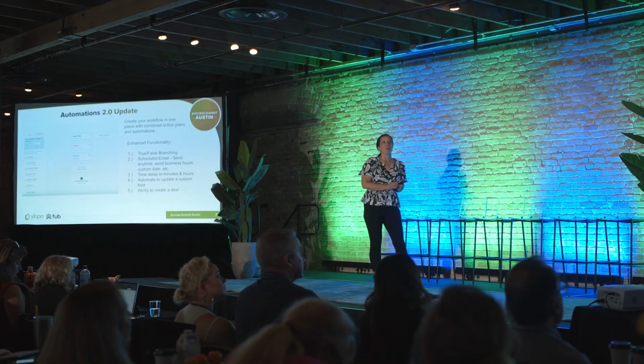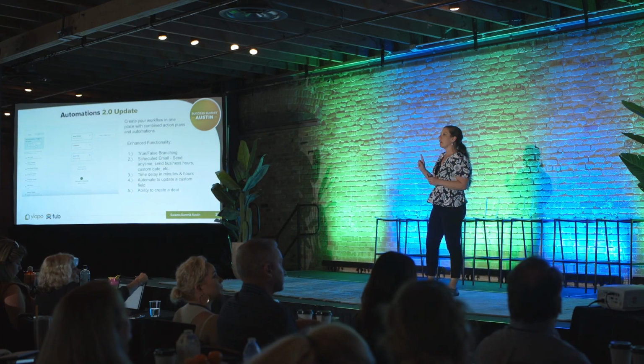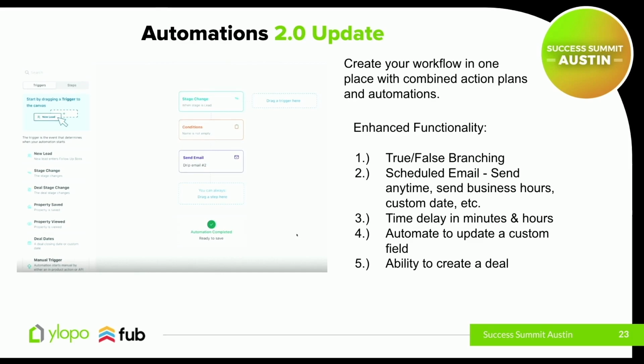So what is happening with Automations 2.0? Let's go through a little update. First thing is it's one workflow, okay? We're not looking at automations and action plans anymore. We're combining them into one visual workflow. So now we're not getting rid of action plans right now, so don't panic if you've got a bunch of them running, but we are combining that list into one workflow, so you're building it in one place and you're not going back and forth.